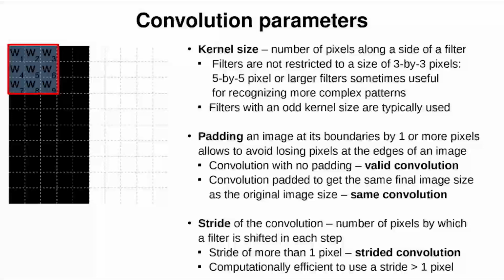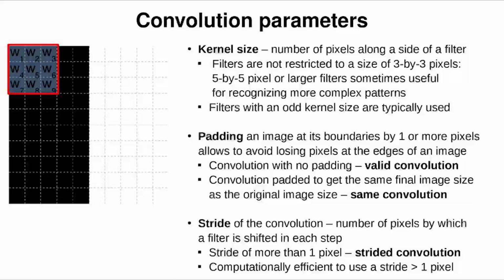In our examples so far, we have always shifted a filter by a single pixel to the right or downwards as we ran it across the original image. However, there is nothing to prevent us from shifting a filter by any other number of pixels in each step. The parameter that defines the number of pixels by which a filter is shifted in each step is called the stride. If the stride is more than 1 pixel, then we speak of a strided convolution.